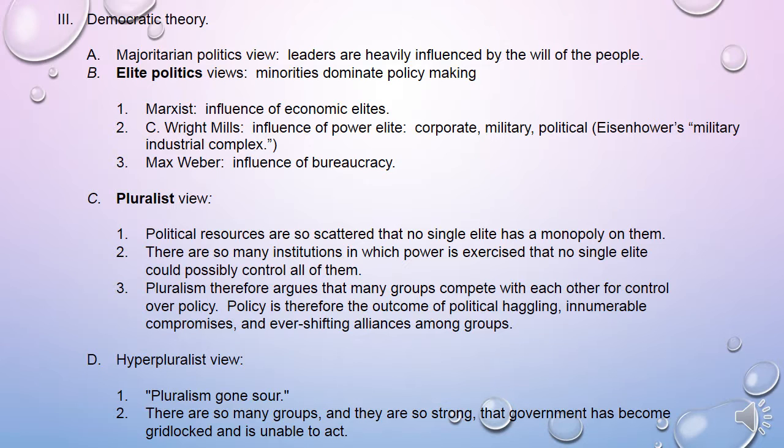Especially in our world. And then the hyper-pluralist view is that pluralism gone sour. There are so many groups and they're so strong that government has become gridlocked and is unable to act. Now, I would argue that perhaps our government has become gridlocked. Not sure if it's because of those groups, but rather a Congress that seems to be dysfunctional. Okay?